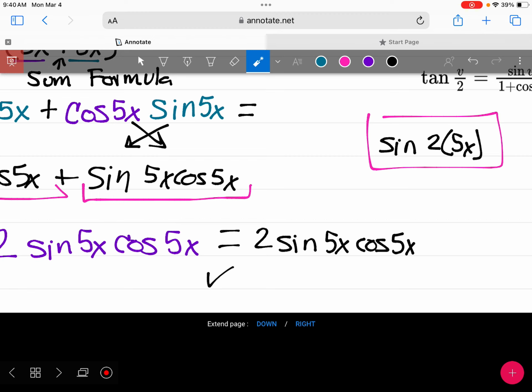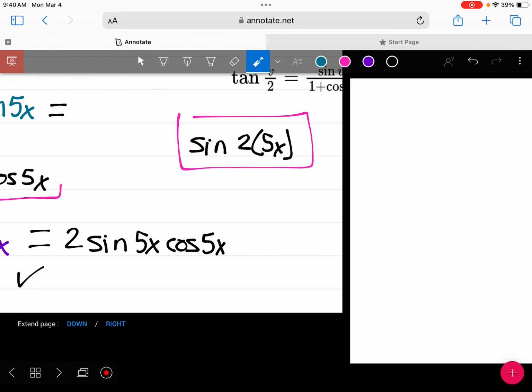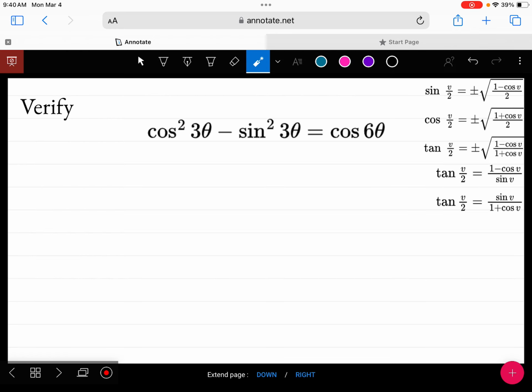So I'm going to do another one like this, another verifying one, so that we can see it. And this is the last one of the day and of the section. Again, we're given something to verify. We have cosine squared 3 theta minus sine squared 3 theta. And we want to know if that equals cosine of 6 theta.